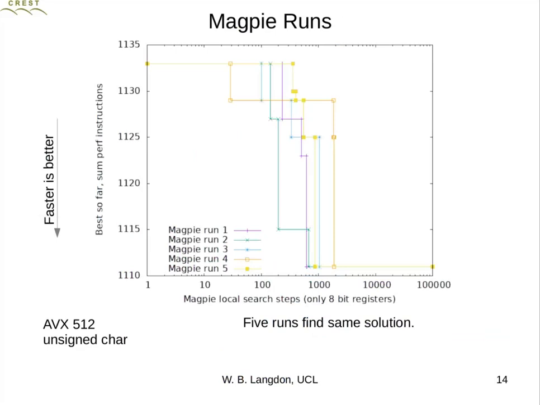So I said we run 5 independent Magpie runs, and in this experiment, well, in fact, in all the experiments, the output was surprisingly uniform. So here they generated exactly the same answer, and you can see that although each of the runs may take a different length of time, they all come to the same conclusion.